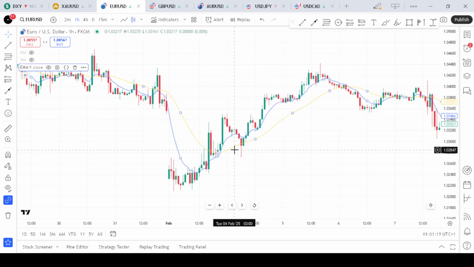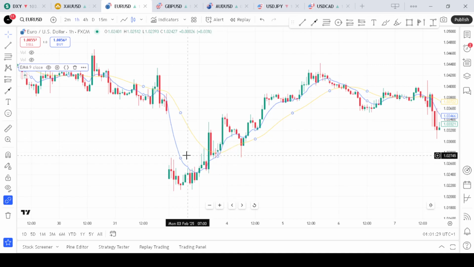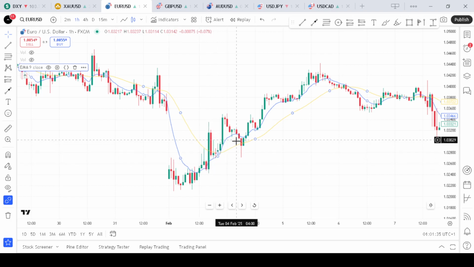The third step is to identify the trend. The relationship between the 9 EMA and the 21 EMA helps us determine the overall trend. Now for a bullish trend, the 9 EMA has to cross over the 21 EMA. As we can see in this area, the 9 EMA, which is this blue line, is above the yellow line, which is the 21 EMA. This is for a bullish scenario, a bullish trend.